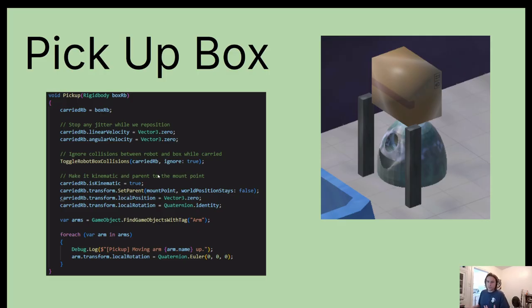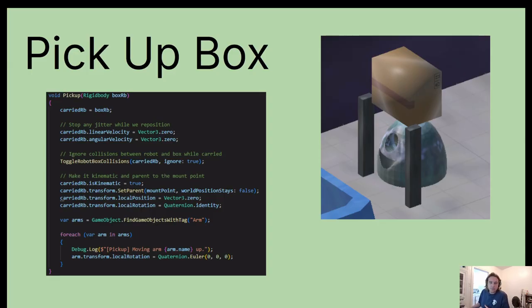Unity has a whole collision system built in for games, and we are using that to simulate solid collisions, so that if the robot walks into a wall, it'll stop at the wall. If the robot walks into a box, it'll bump into the box. And when it's carrying the box, we want to disable that because it's just a very simple state of the box is kind of pinned to the robot's arms. So we disable these collisions.